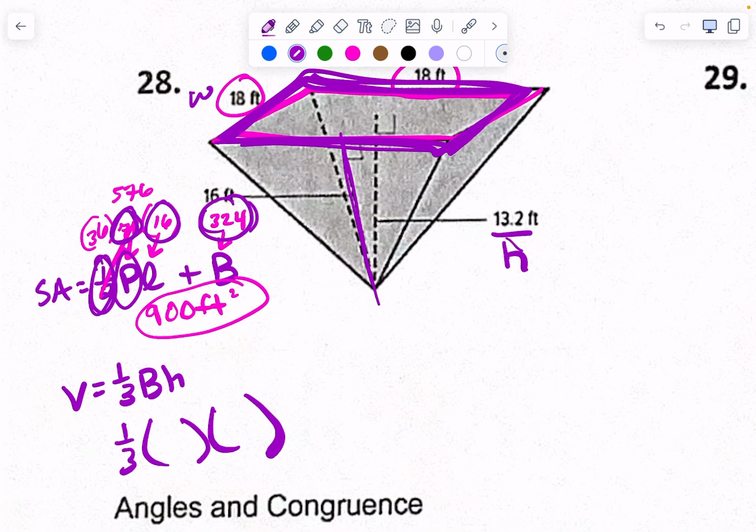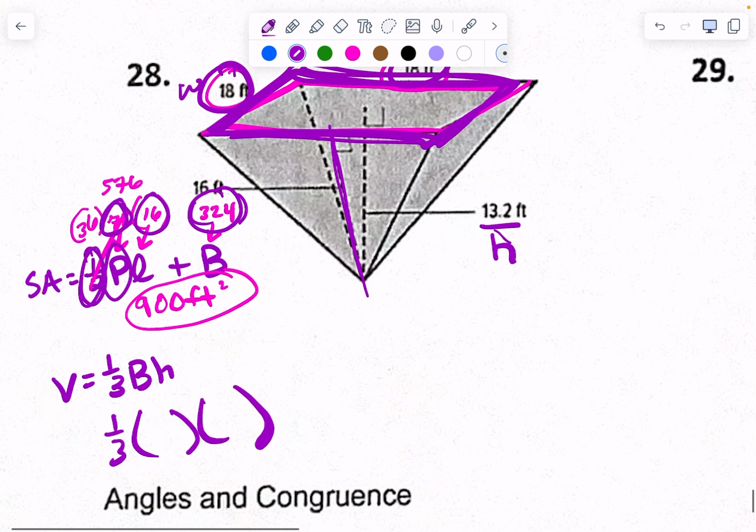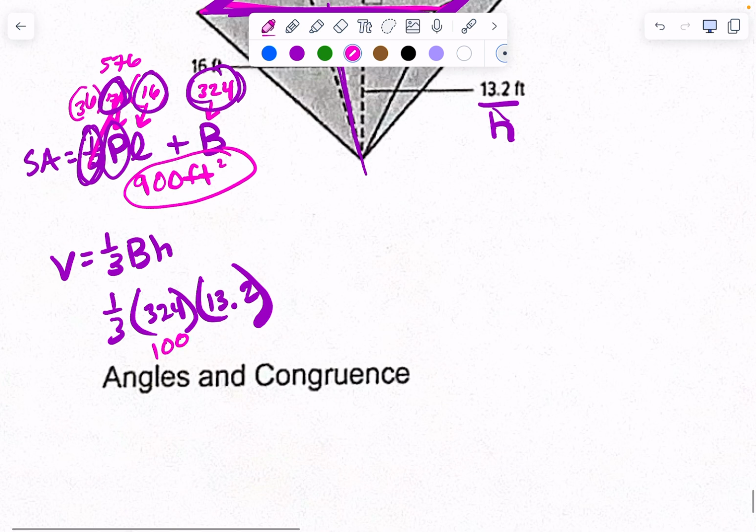Volume, 1/3, capital B. What's capital B mean? Area of the base, 18 by 18. We already know the area of the base is 324, right? What's H? 13.2. Okay. I can take 1/3 of 324 in my head. Can you take 1/3 of 324 in your head? 108, right? Do that in your head, and then just take 108 times 13.2 in a calculator. Do as much in your head as you can. Not that part in your head, Ella, but 1/3 of 324. What do you get? That just leaves room for mistakes.